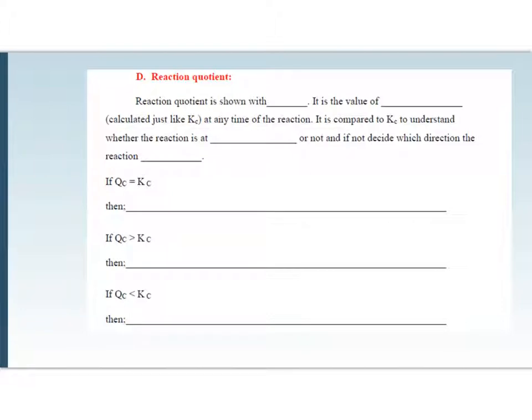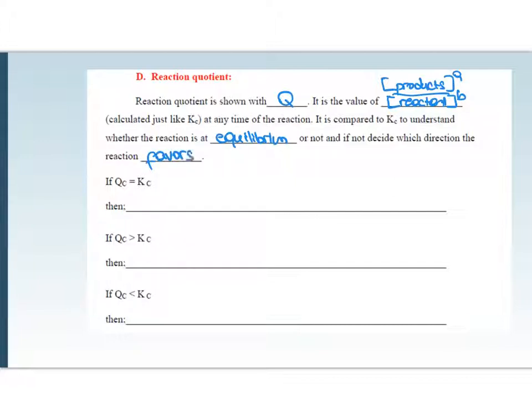Reaction quotient. The reaction quotient is shown with Q, and it is again the value of products over reactants. Again, you're not taking the solids and the liquids, only the gas phase and aqueous phases. This is the value of products over reactants at any time. It may not be at equilibrium, and probably it's not. Then you compare it to Kc to understand whether the reaction is at equilibrium or not, and if not, decide which direction the reaction favors.